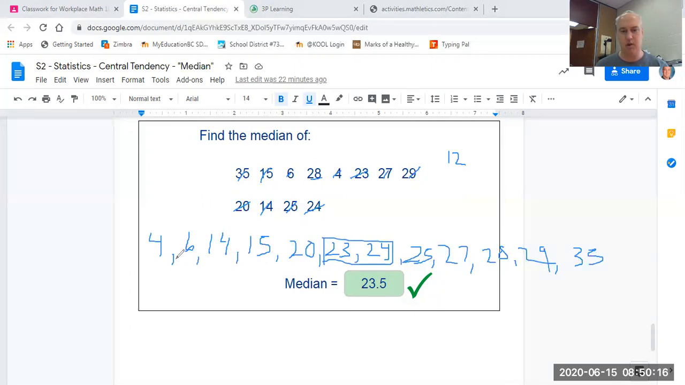So just double checking, we should have 5 on either side. So 1, 2, 3, 4, 5. 1, 2, 3, 4, 5. So now what we have to do is take the average between 23 and 24.